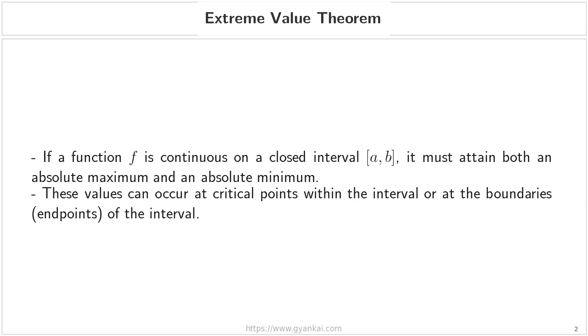But where exactly do these absolute values occur? The theorem tells us that these values can only happen in two types of places, either at the critical points located within the interval or at the boundaries, which we refer to as the endpoints of the interval. This is a very important realization because it narrows our search. Instead of checking every single point on the graph, we only need to check a few specific candidates. This leads us perfectly into our next slide, where I will show you the systematic, step-by-step working rule to identify these points and determine the absolute extrema.